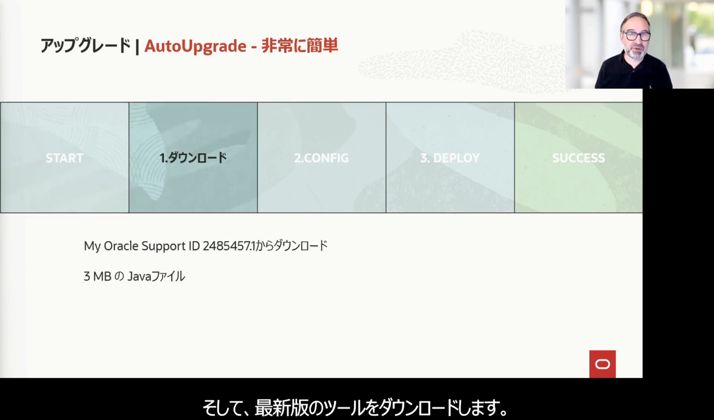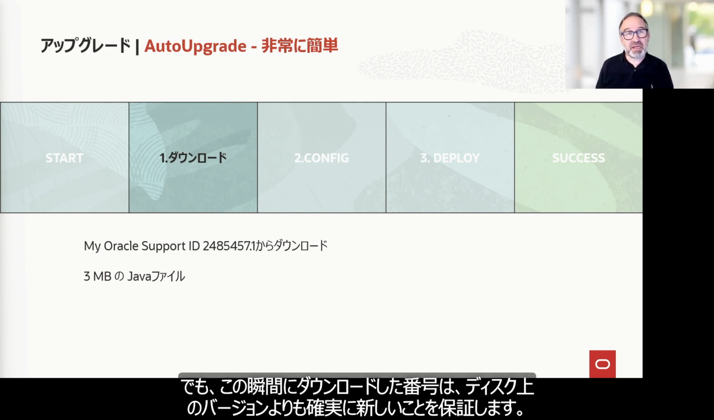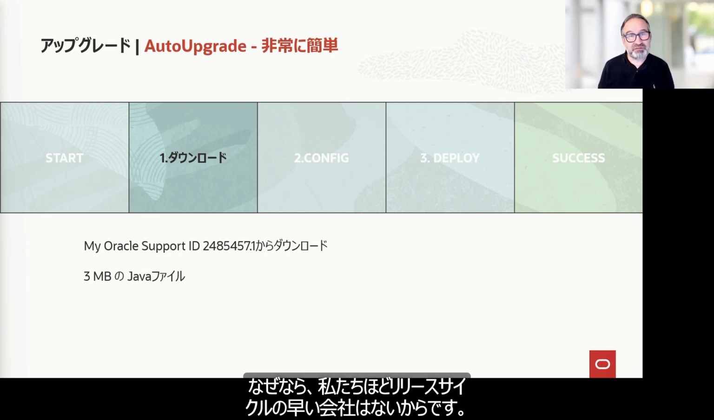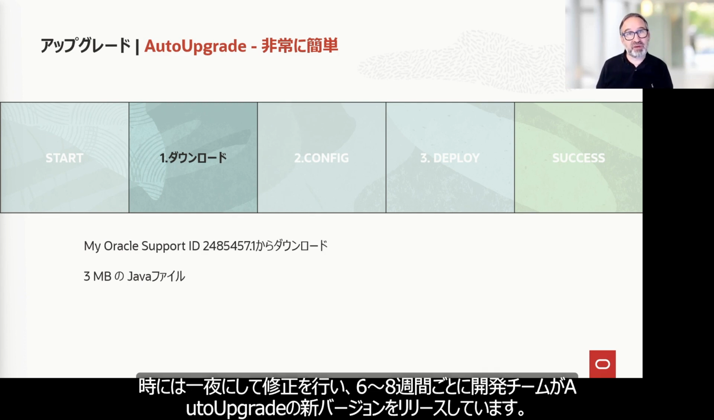Then you download the most recent version of the tool. Why download it? It's on my disk already, isn't it? Yeah, but I guarantee the version you download this minute is newer than the version on disk, for sure, because nobody has a faster release cycle than we do. We work closely together with a lot of customers all over the world. We fix things sometimes overnight, and every 6 to 8 weeks, our development team releases a new version of AutoUpgrade.